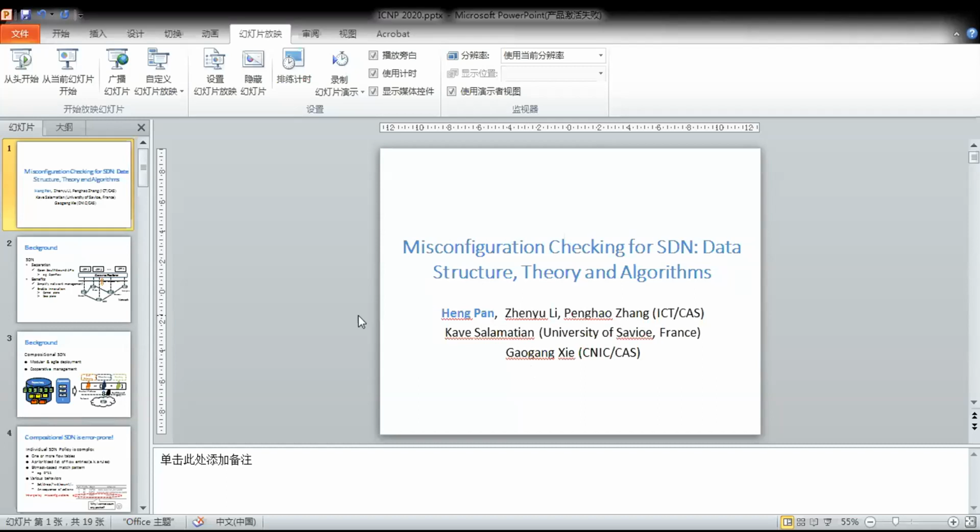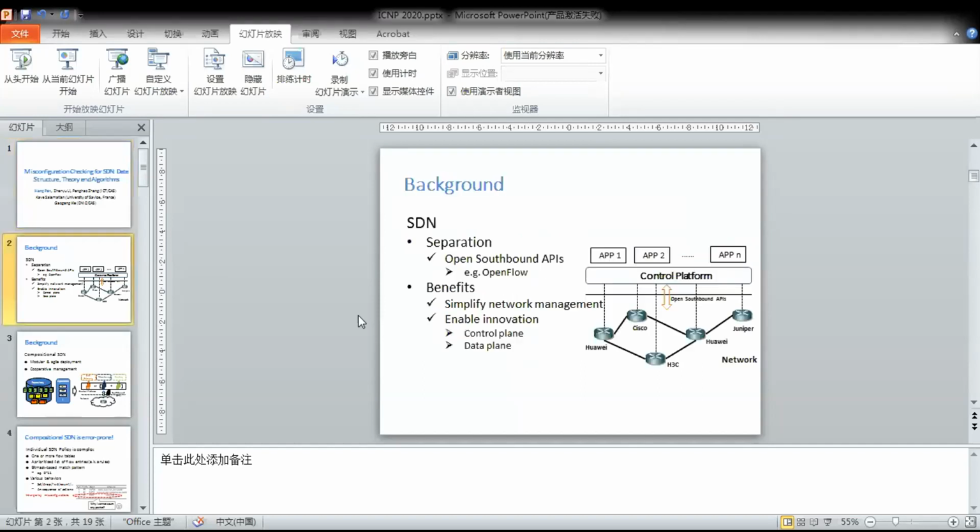Hello everyone, I'm Heng from the Institute of Computing Technology at the Chinese Academy of Sciences. I'm going to present our work, Misconfiguration Checking for SDN: Data Structures, Theories and Algorithms. This is a joint work with the University of Sarawak. First of all, I will introduce the background of this work.